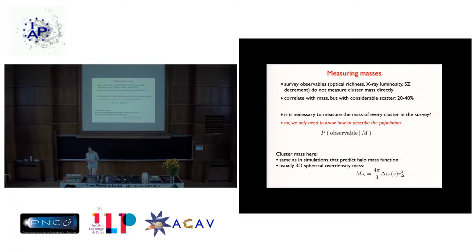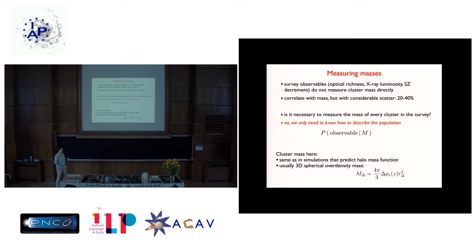Okay, then we come to measuring masses. As you saw from the second motivation slide, this is actually the biggest challenge. To repeat, our survey observables, that's optical richness, X-ray luminosity, the SZ signal to noise, don't actually measure the cluster mass. All of these quantities correlate with cluster mass in the sense that on average, if you have more galaxies, then you probably also live in a more massive cluster. But all of them have considerable scatter of the order of 20 to 40%.